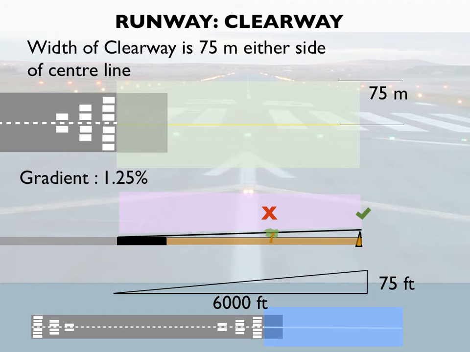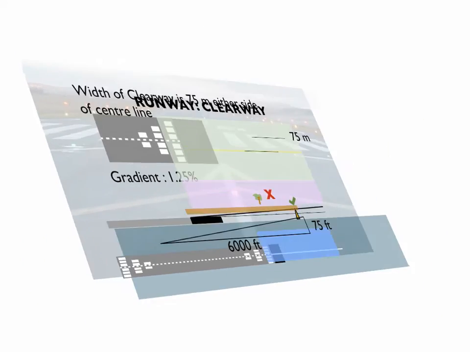1.25% gradient line. I wish to emphasize, at this point, that it is not mandatory for a runway operator to prepare and declare stopway and clearway. If the runway length is adequate, then most runways do not have any stopway or clearway.